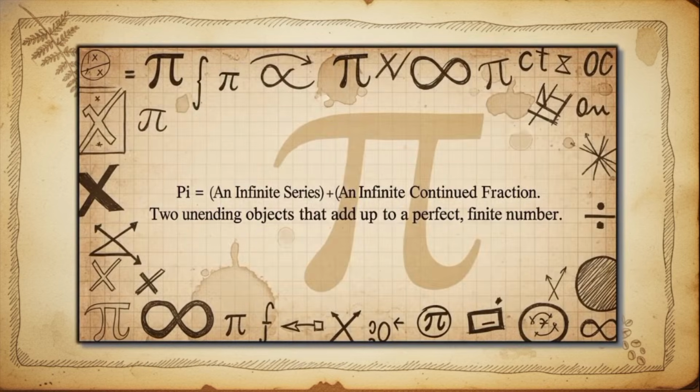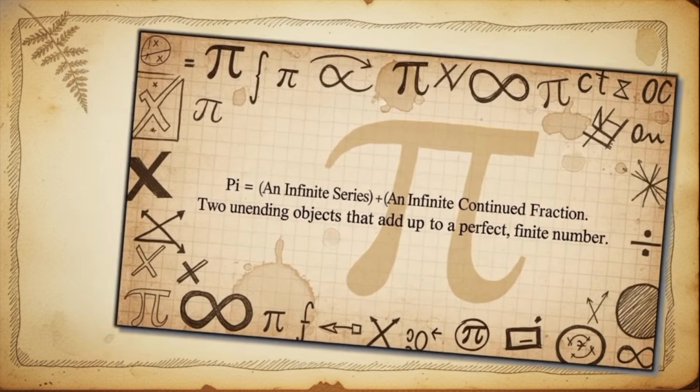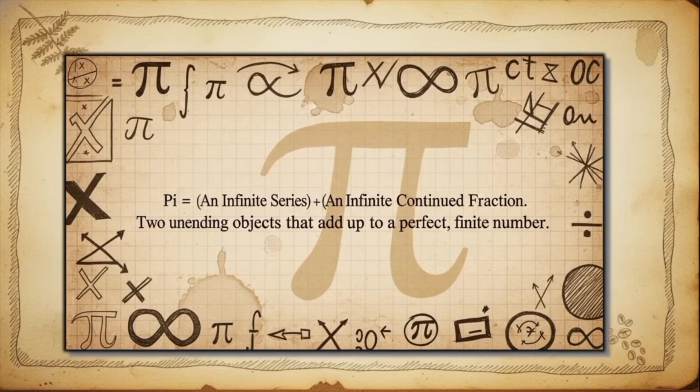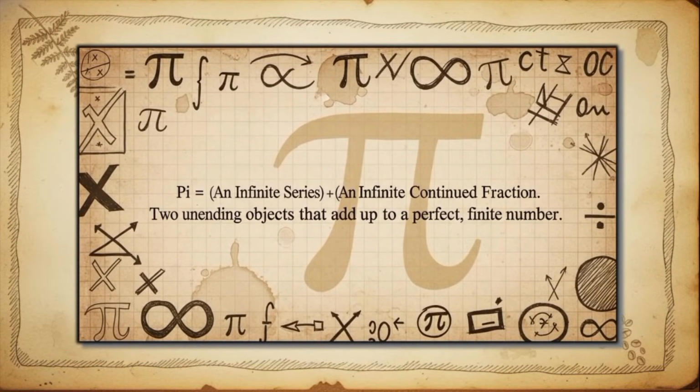What you're seeing is a formula for pi, but it's wild. It's pi as the sum of two completely different infinite things. On one side, you've got an infinite series, a sum that just keeps going, and on the other, an infinite continued fraction, a fraction inside a fraction forever. How on earth do these two totally different concepts add up to exactly pi? It seems impossible, right? Well, that's what we're here to figure out.